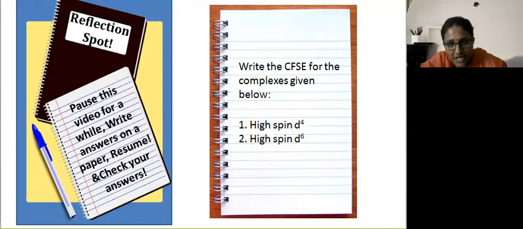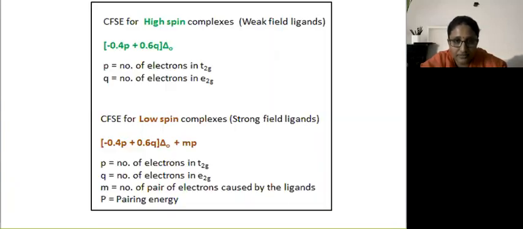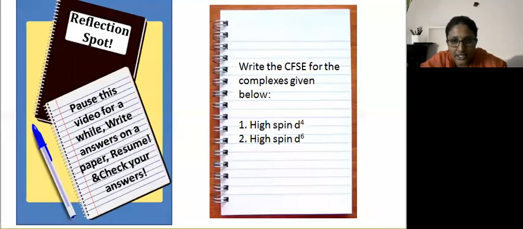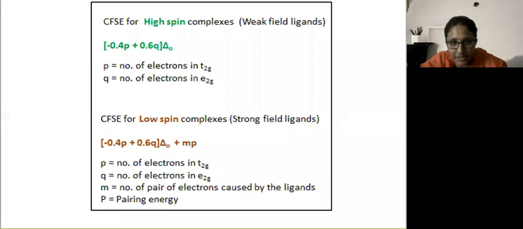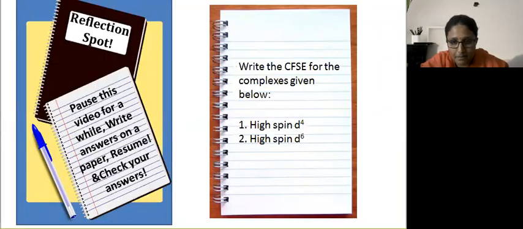Now comes the reflections part. Students, try to calculate the crystal field splitting energy for the d4 and d6 high spin complexes using the formula given here. For high spin complexes, you have to use minus 0.4 P plus 0.6 Q del O. Here the ligands you take for high spin complexes means it is a weak field ligand. So use this formula to calculate d4 and d6 CFSE. After calculating the CFSE, resume the video.